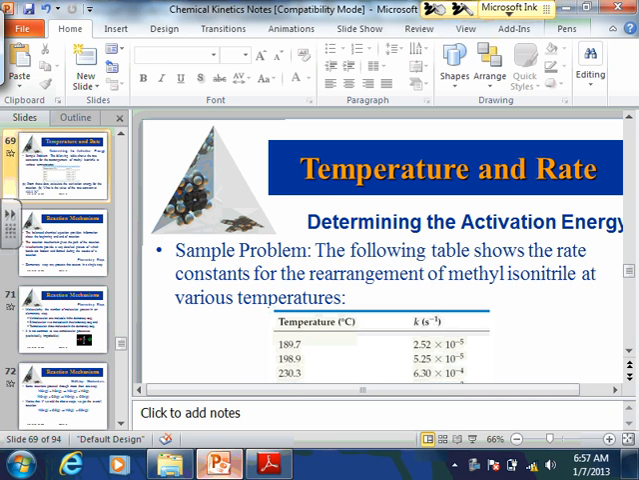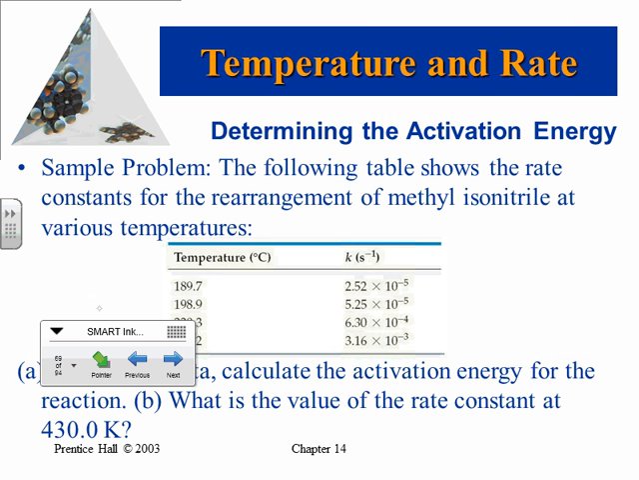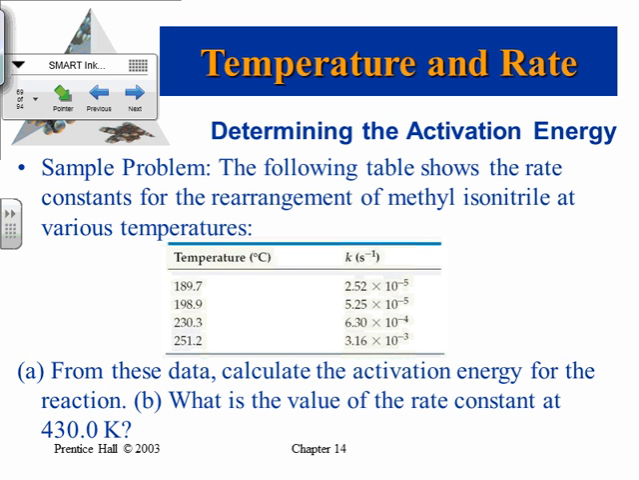So we would come back over here, and what we would want to do first off is find the inverse of all these temperatures, okay? And so take 1 over 189.7, and you get 0.0053. I know it's not nearly the right sig figs. Now let's do this right.